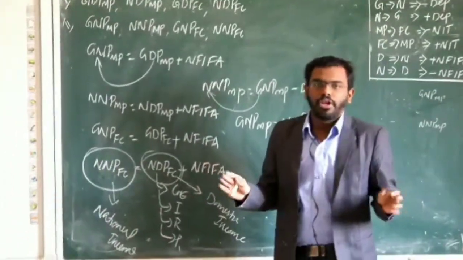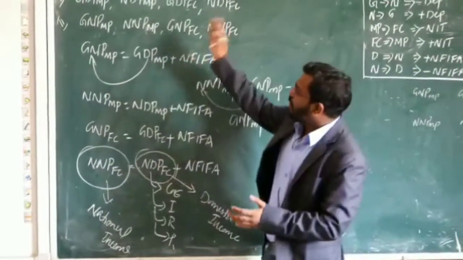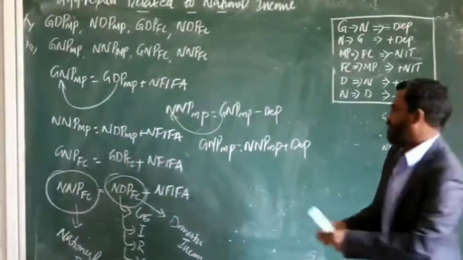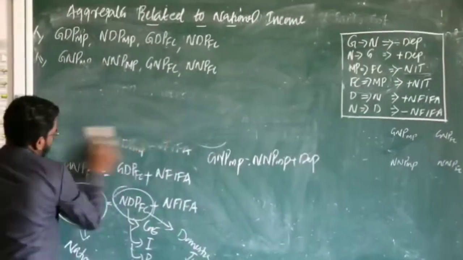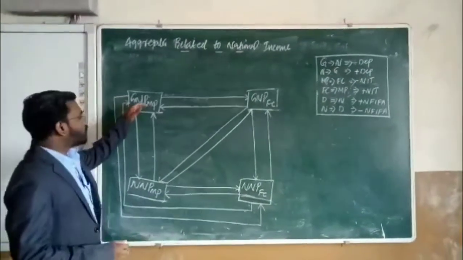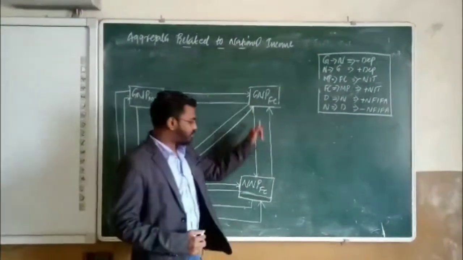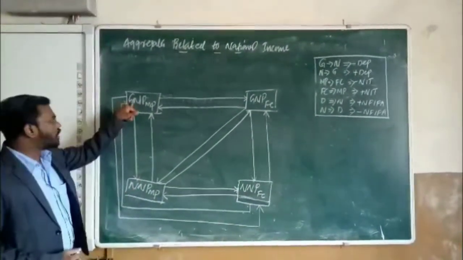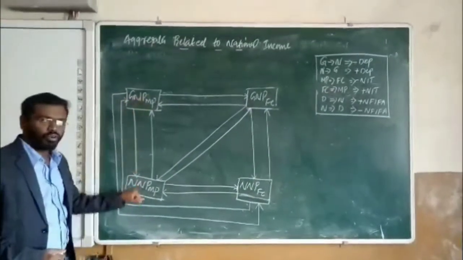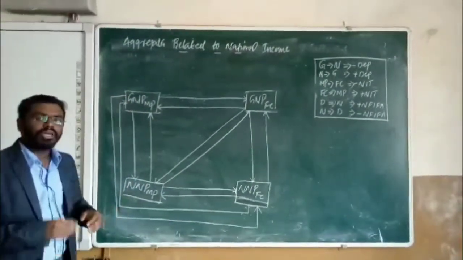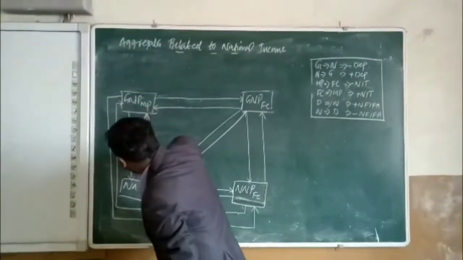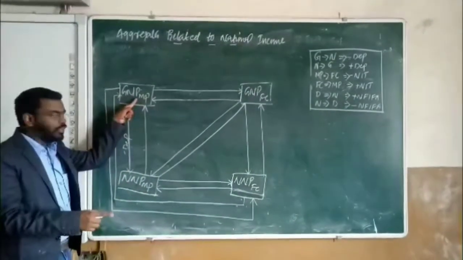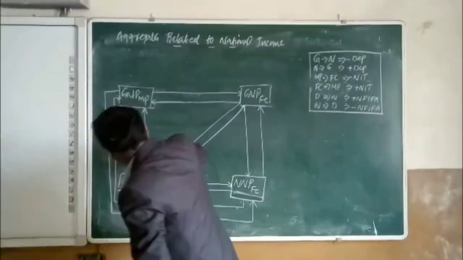Understood? Now we can analyze the flow chart related to GNP-MP, NNP-MP, GNP-FC and NNP-FC. Just listen carefully, students. Firstly, we can convert GNP-MP into NNP-MP. The only change is G into N, and the remaining are all common. How can we convert G into N? By subtracting depreciation, so minus depreciation. Then NNP-MP into GNP-MP is just the opposite, that is plus depreciation.